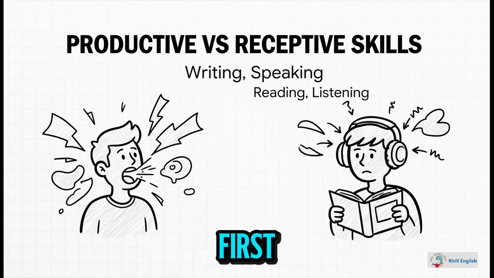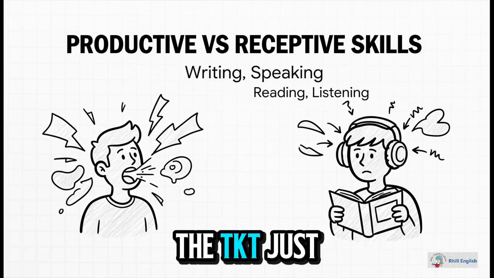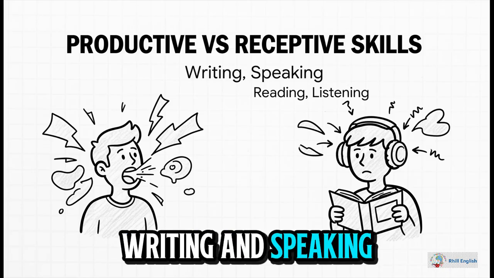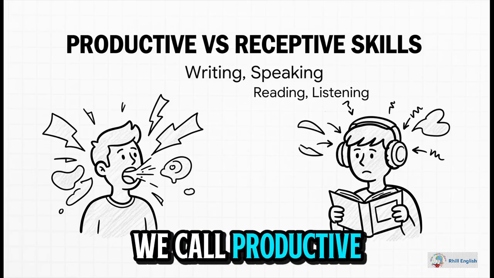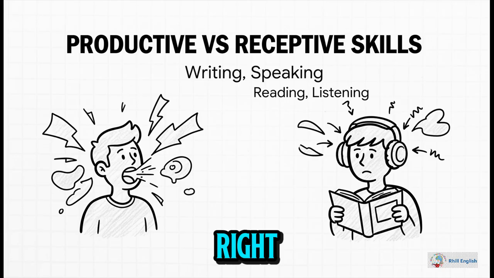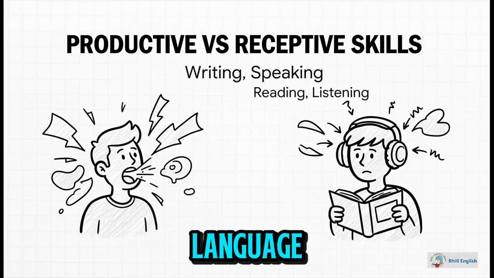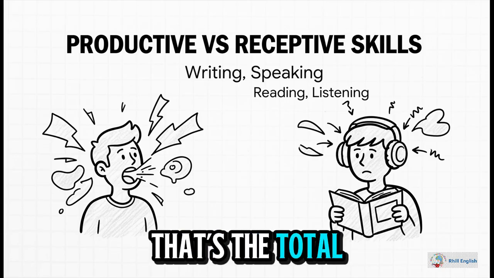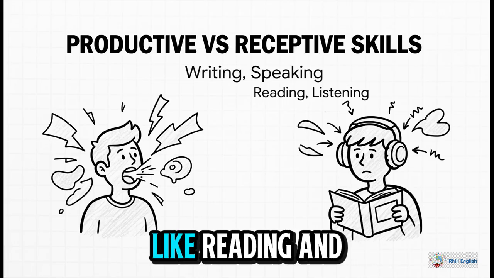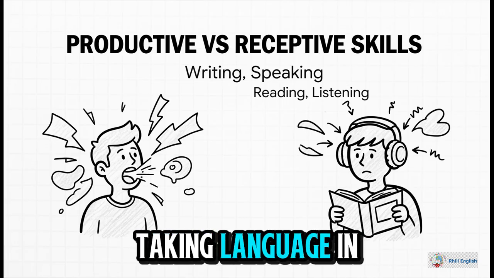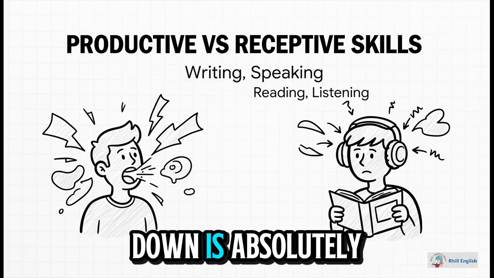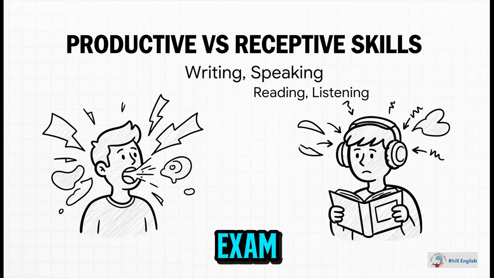Okay, first things first. This is a huge distinction that the TKT just loves. Writing and speaking, too, are what we call productive skills. Makes sense, right? Your students are actively producing the language. They're creating it. That's the total opposite of receptive skills, like reading and listening, where they're just taking language in. Getting this difference down is absolutely fundamental for the exam.